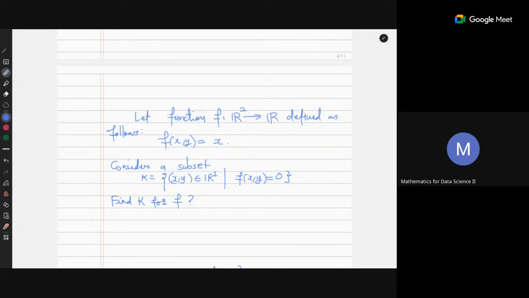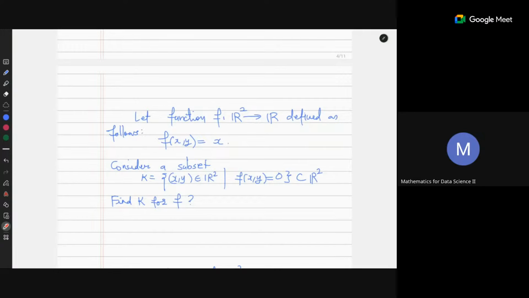First of all, it is a subset of R2. Now what is R2? R2 is your domain. So K is a subset of your domain. Now why is this subset important? Because it tells you which vectors in the domain map to the 0 vector in the codomain. That's why this subset is important. I will name this subset later, but let's find out what this subset is in this specific case.